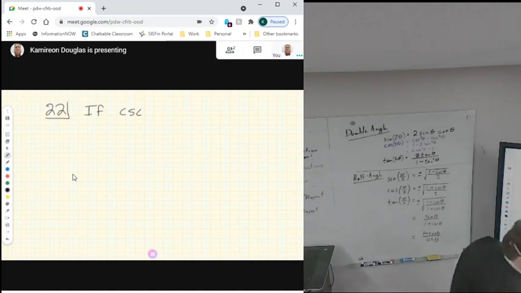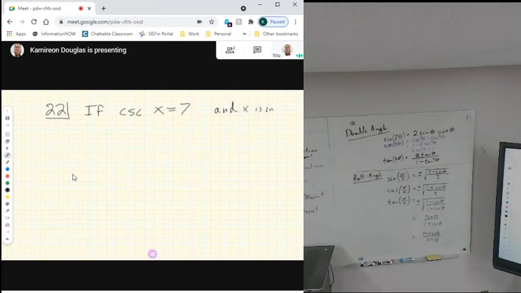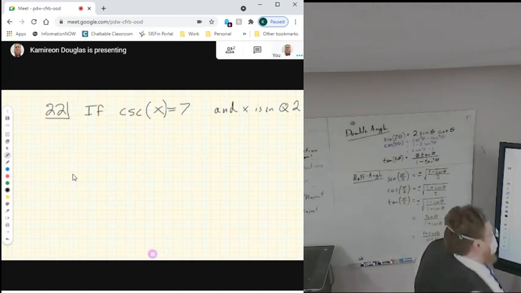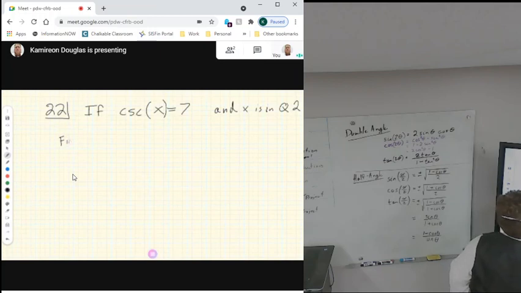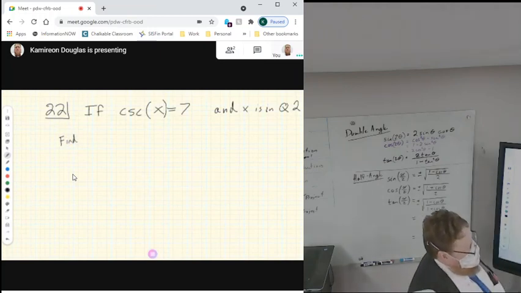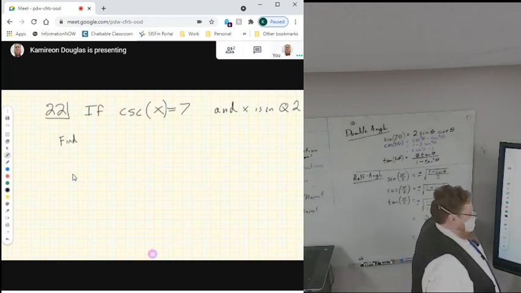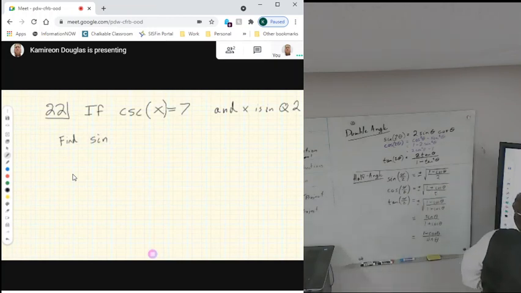If cosecant of x equals 7 and x is in quadrant 2. What's the quadrant? It tells you whether it's positive or negative, basically, right? Yes. So it would be positive, because 1, 2. Yep. Find sine of alpha over 2.